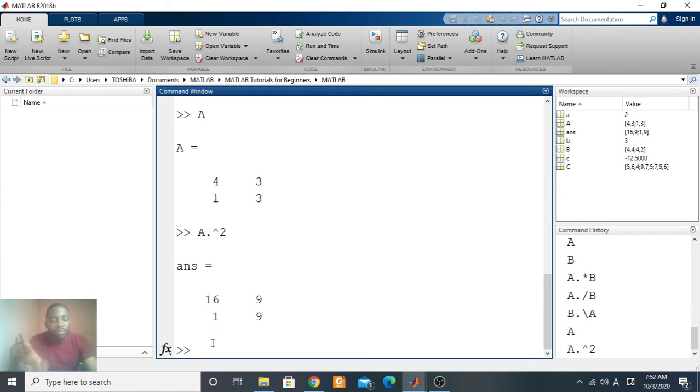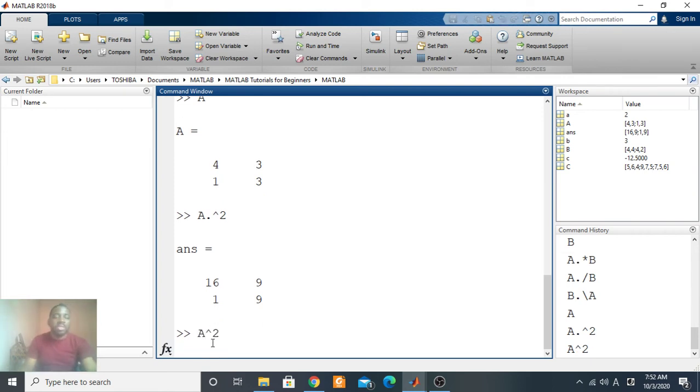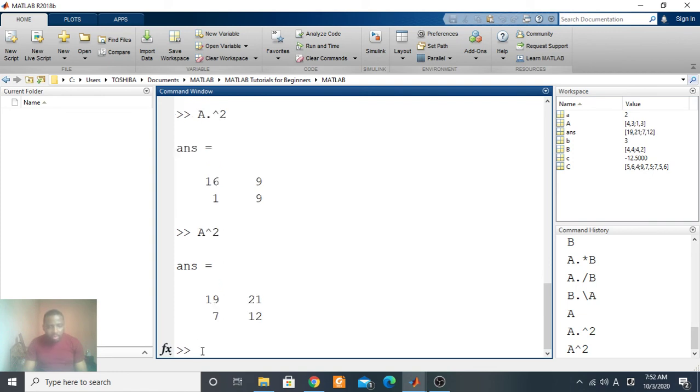So this is very different from saying A square. Okay, it's not the same thing at all, right? And you will see the result of A square right now. So it's very different, okay, as you can see, because A squared here is the matrix A times the matrix A. Very different, all right? While A dot to the power 2 is each item squared independently, all right?